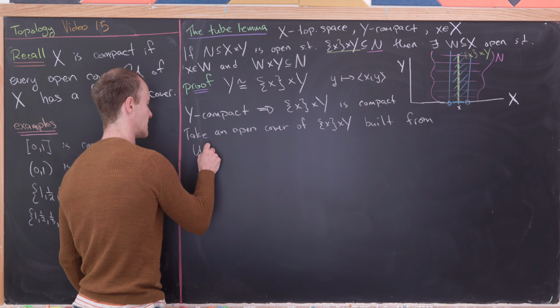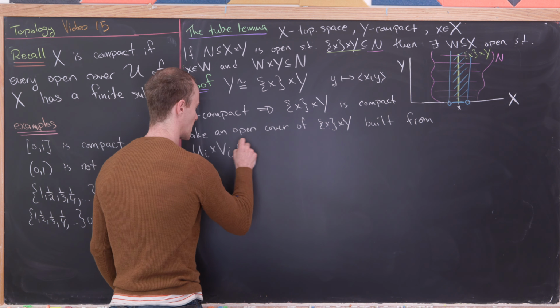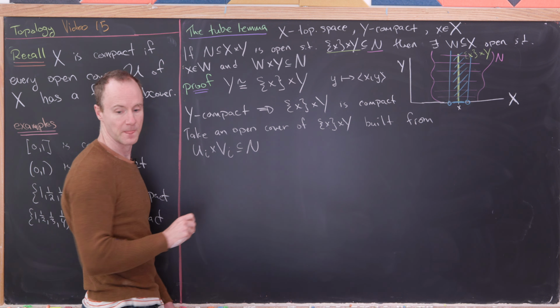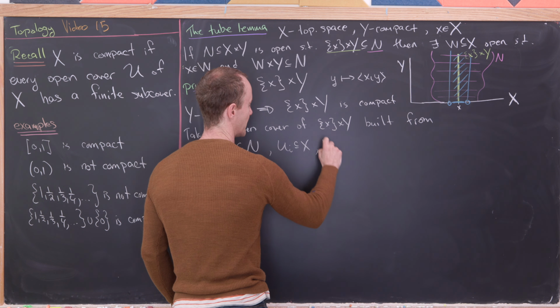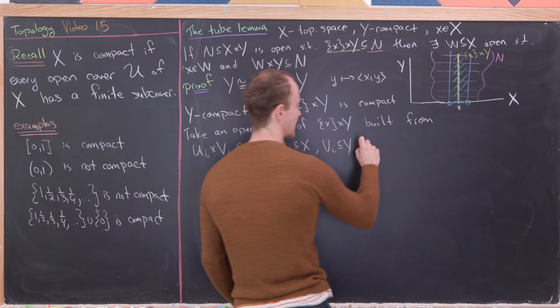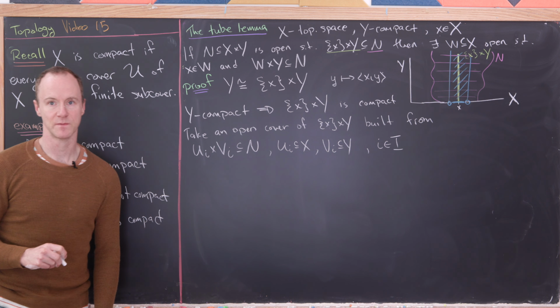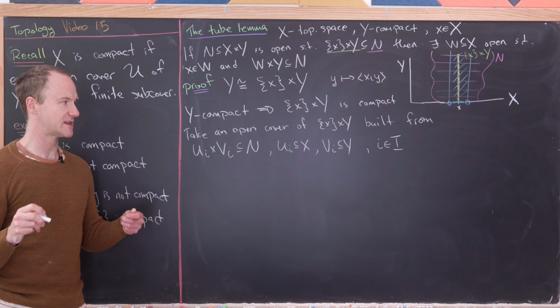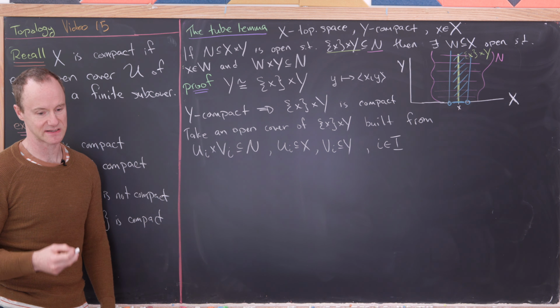It's going to look like U_i cross V_i, which are subsets of N, where U_i is in X, which is open, and V_i is in Y, which is open. And then I guess we should say our i comes from some indexing set I. I'm careful to say it's an indexing set I because it might be some sort of uncountable indexing set.